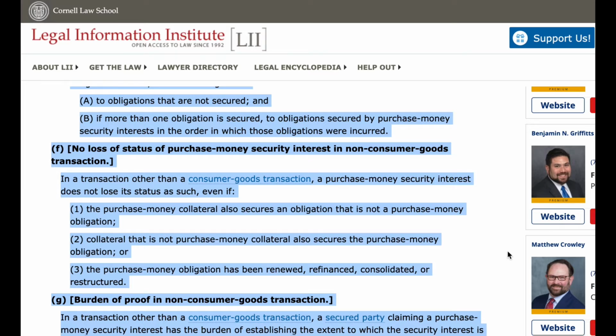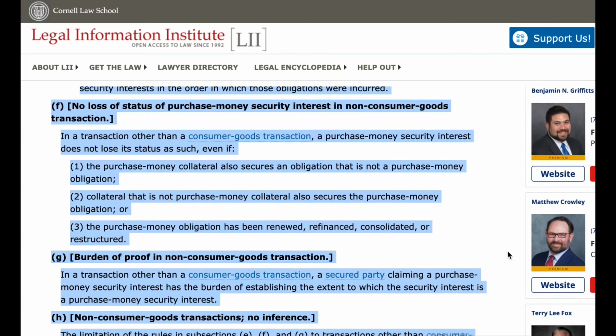F. No loss of status of purchase money security interest in non-consumer goods transaction. In a transaction other than a consumer goods transaction, a purchase money security interest does not lose its status as such, even if: 1. The purchase money collateral also secures an obligation that is not a purchase money obligation. 2. Collateral that is not purchase money collateral also secures the purchase money obligation. Or 3. The purchase money obligation has been renewed, refinanced, consolidated, or restructured.